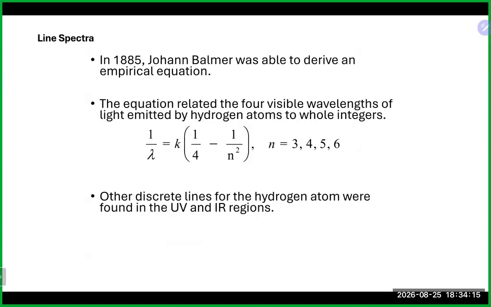Now, Balmer was able to derive an equation that allows you to calculate the energy associated with when an electron transitions from one energy level to the next. And this is his equation here. This equation relates to the 4 visible wavelengths of light that are emitted by hydrogen. And we do see other discrete lines in hydrogen that are found in the UV and IR spectrum. That's also something that you should keep in mind.